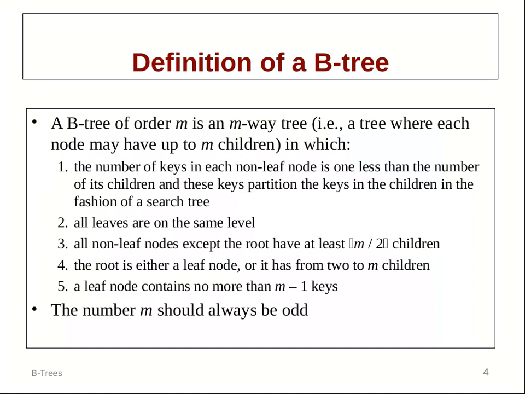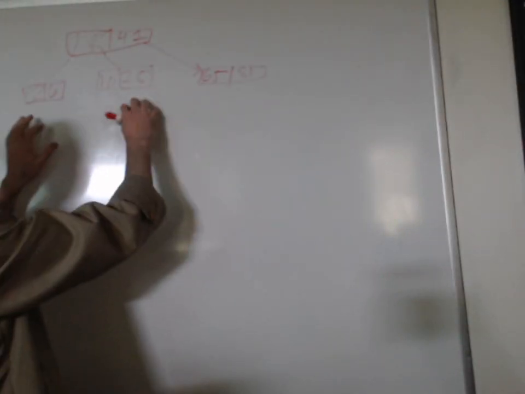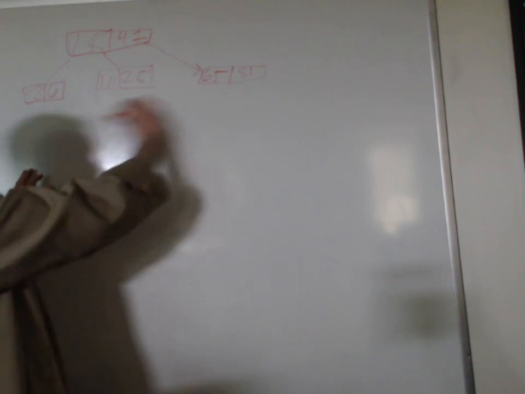All right. Rule 2, all leaves are at the same level. That's what we have in this picture right here. All these leaves are at the same level or the same height. If you had a more complicated one, you couldn't end it somewhere else. All your leaves have to be at the end.